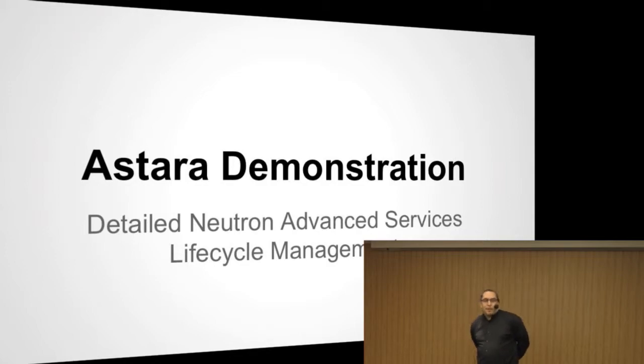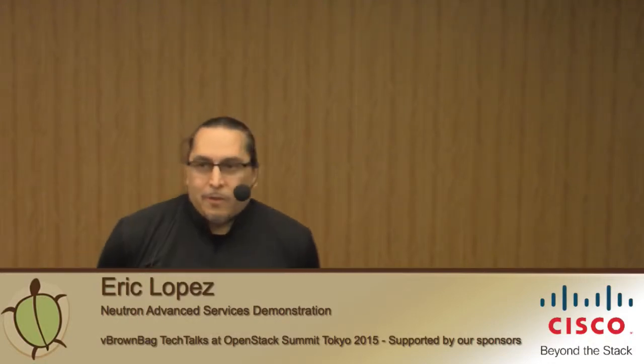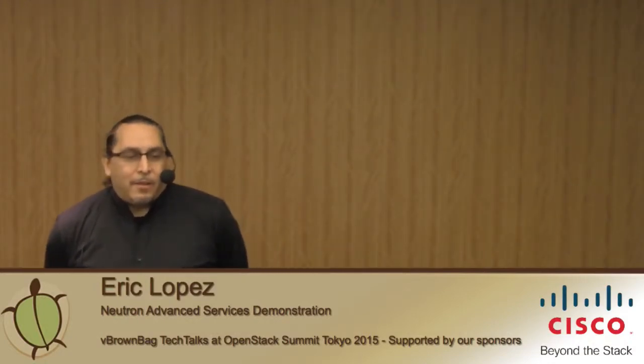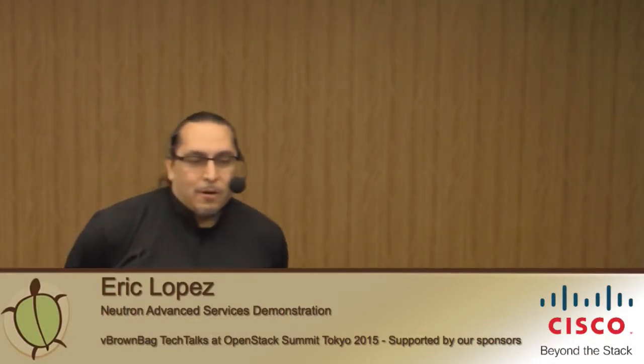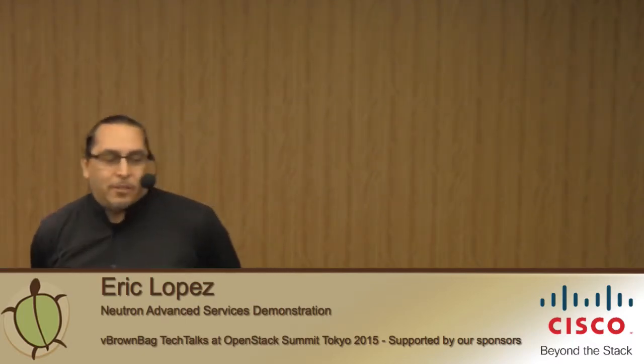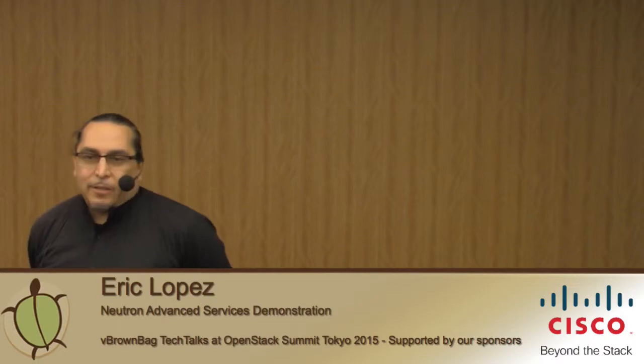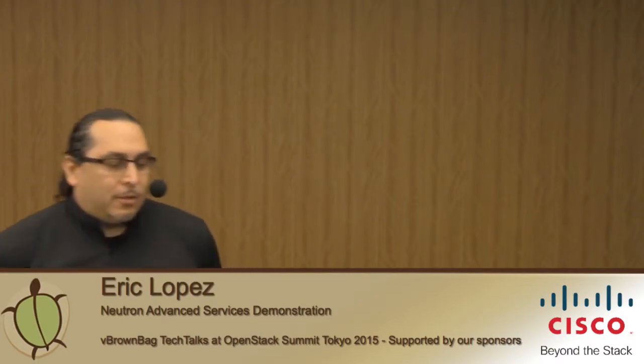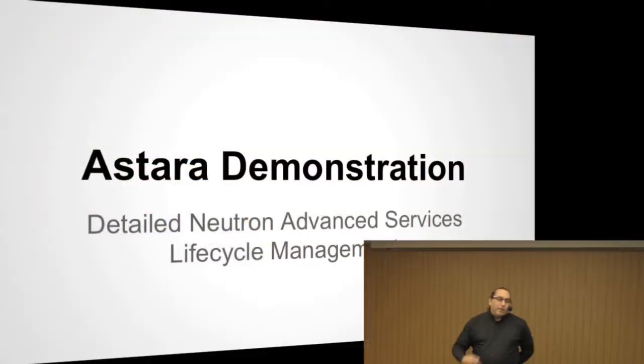I'm going to be talking about Astara, which is a new project in OpenStack. We're part of the big tent now. You can get our information by going to GitHub and seeing what our project is all about. This is going to be a talk about how Astara works, and it's sort of the detail of how to do Neutron Advanced Services and its lifecycle management.